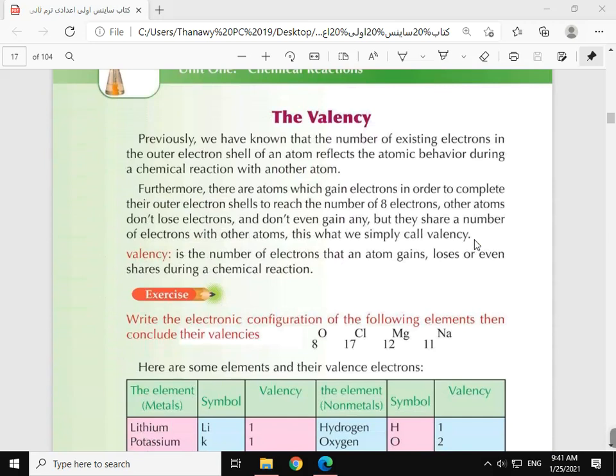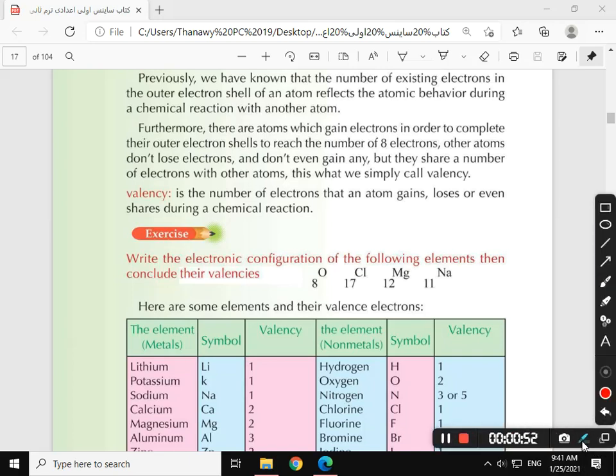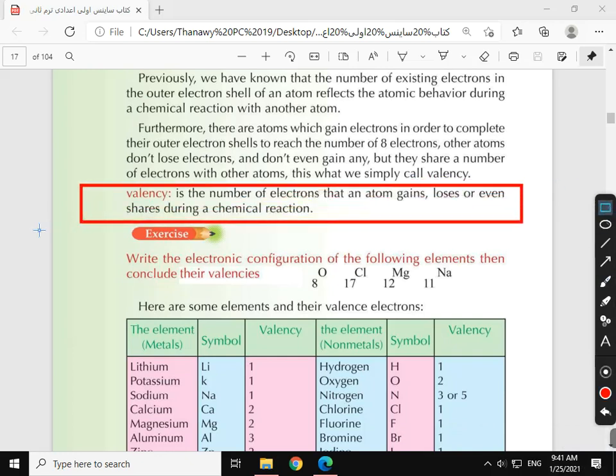What is the valency of any element? Valency is the number of electrons that an atom gains, loses, or even shares during a chemical reaction. Okay? The number of electrons gained, lost, or even shared by the atom during the chemical reaction.